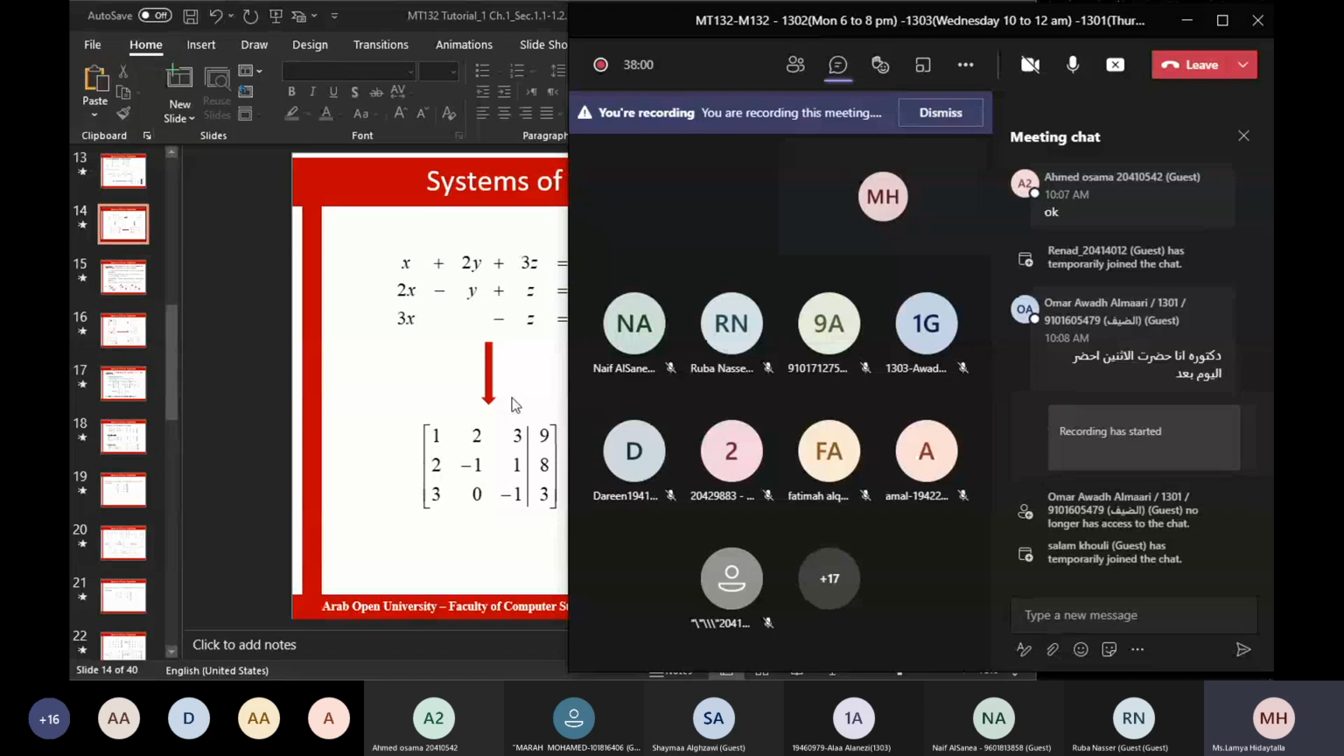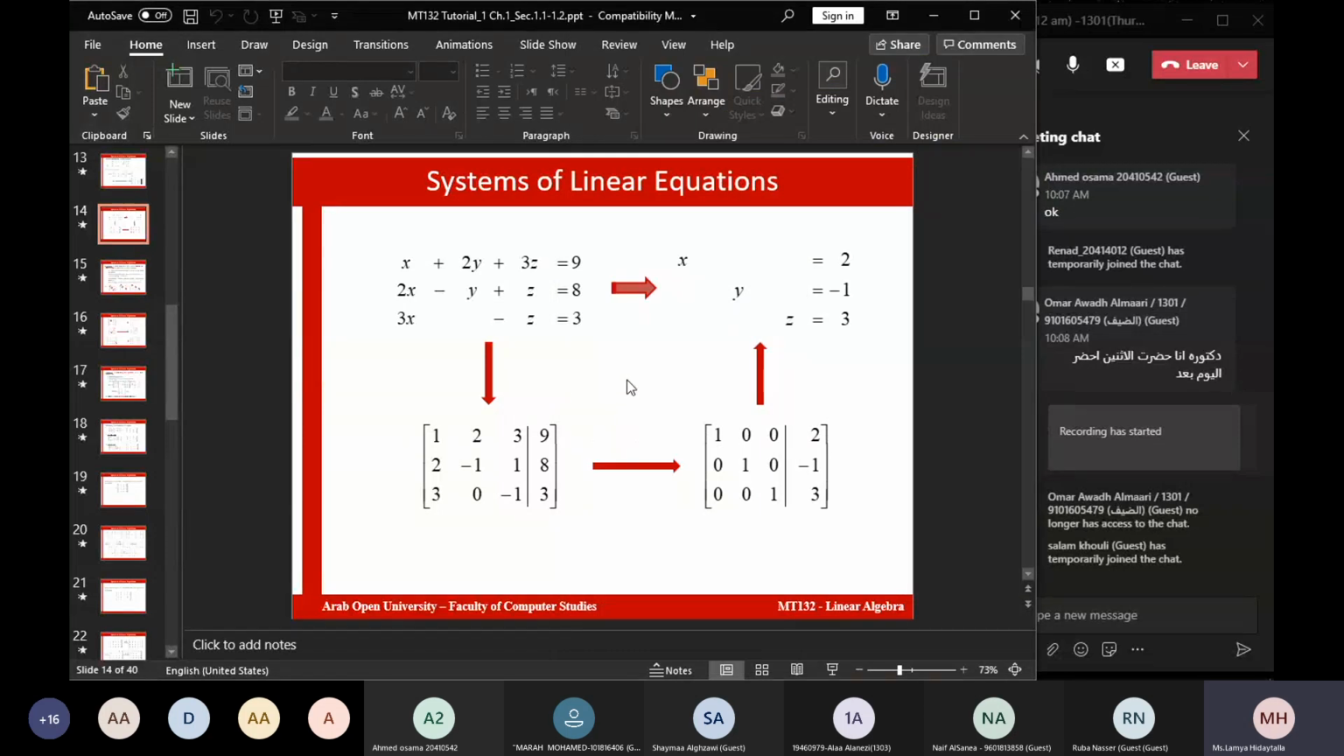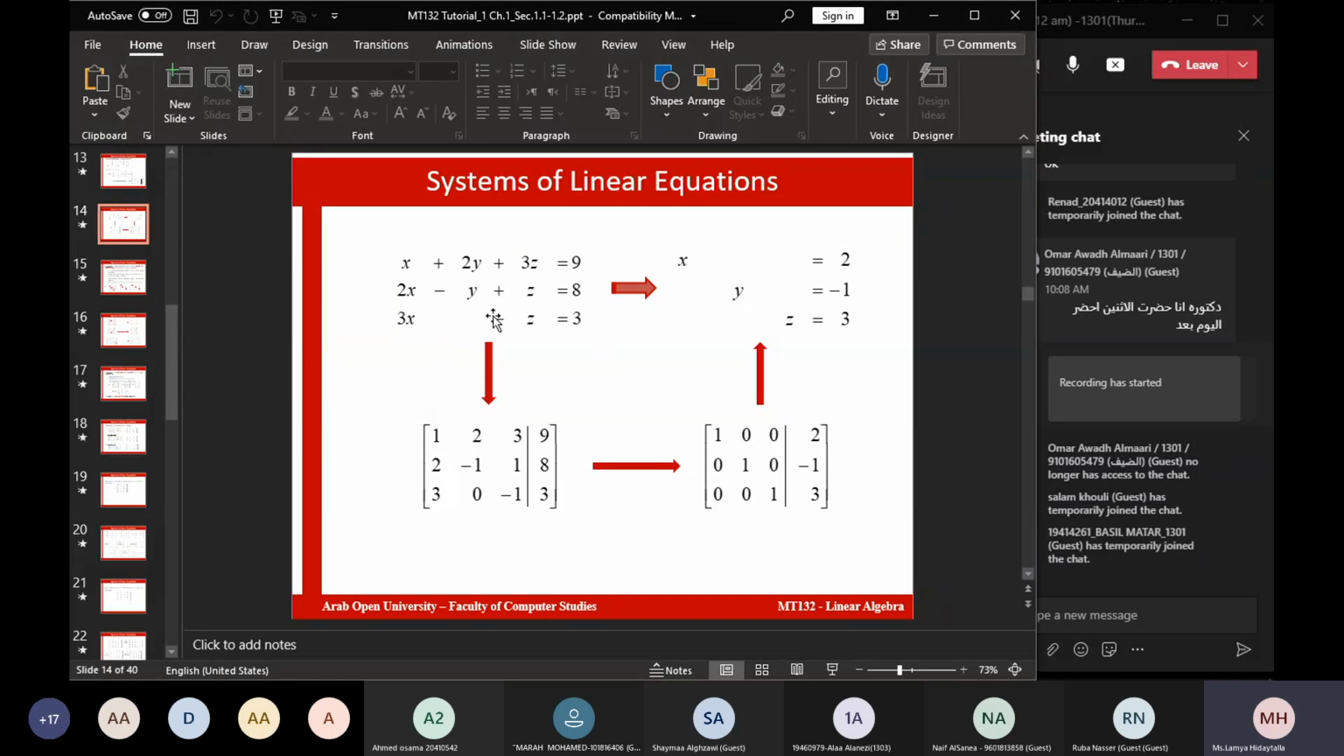We're doing the first PowerPoint, systems of linear equations. We knew what systems of linear equations are. We know how we can solve systems of linear equations. For instance, if this is the system, what we're going to do first is write our system in the form of the augmented matrix like that.